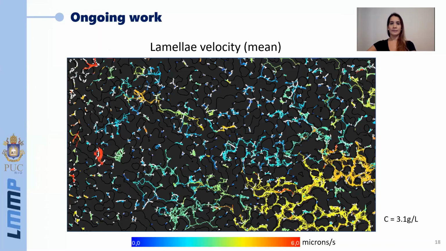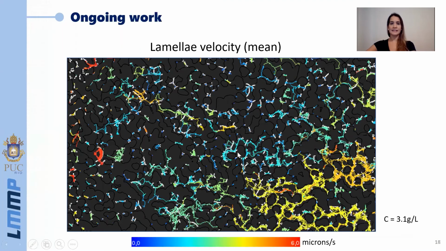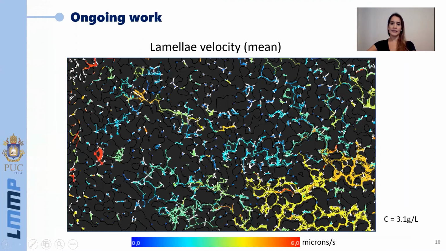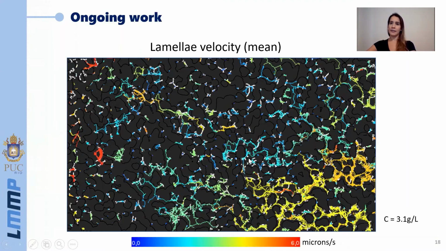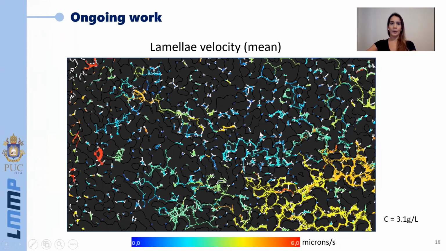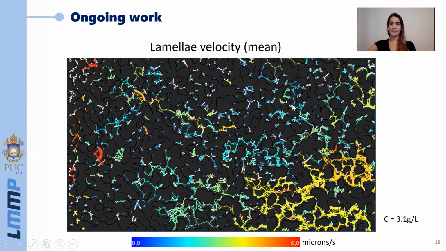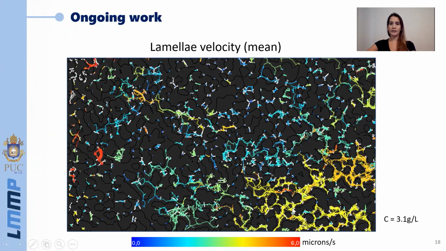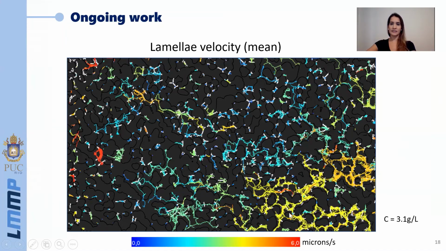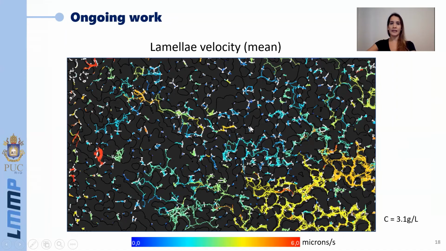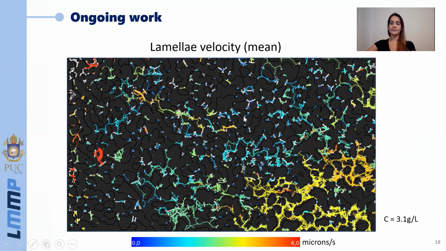And the data that we have is shown in these images. Here is the mean velocity of the track. We can identify in these blue regions where the gas is trapped and where the gas is flowing. In this region, in this track, the gas is flowing, the lamellae are flowing, and here the gas is trapped.